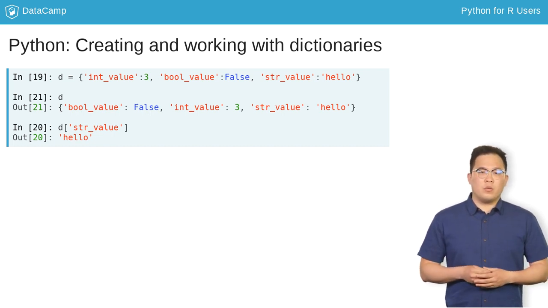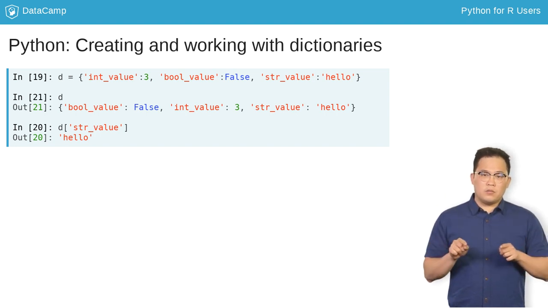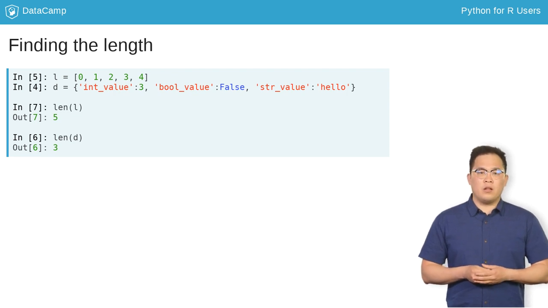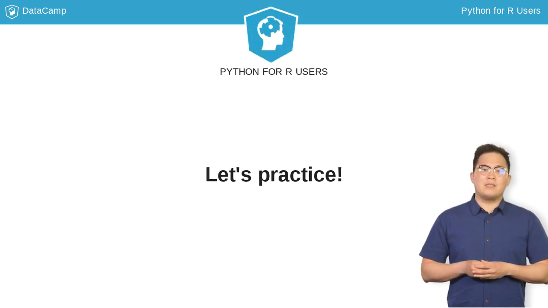To extract a value from a dictionary, you place the key of the dictionary inside square brackets. Finally, you can find the length, that is the number of elements of a list and dictionary, by using the built-in len function. Time to create lists and dictionaries.